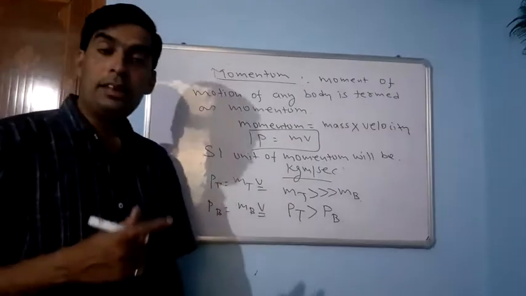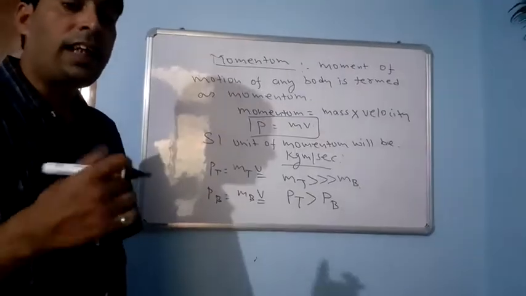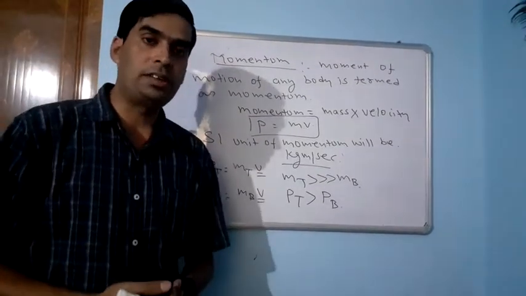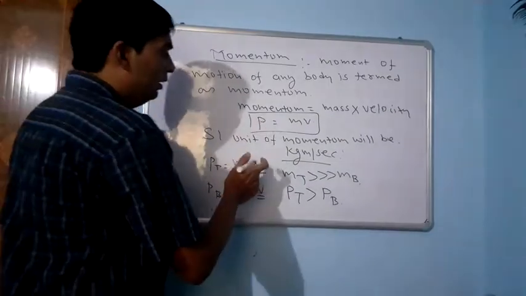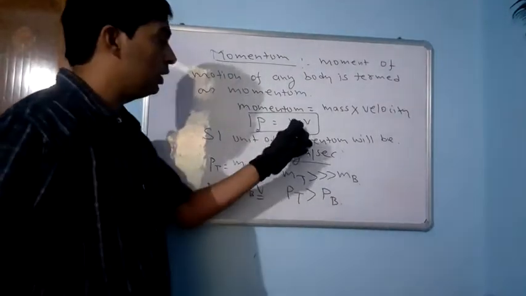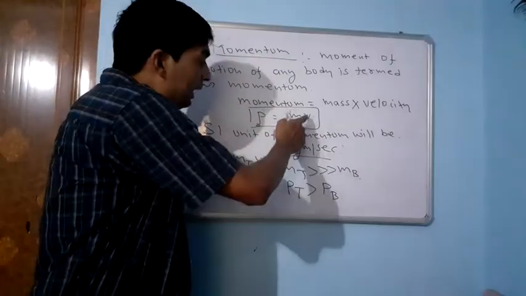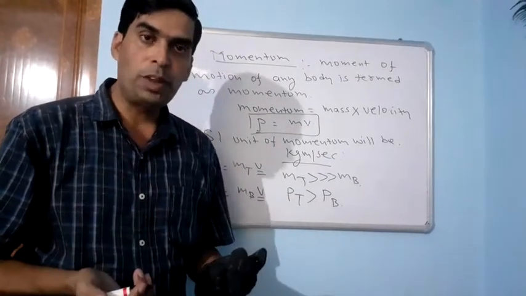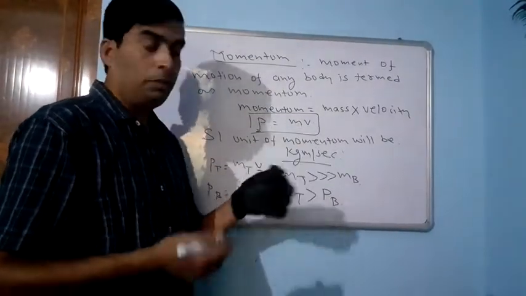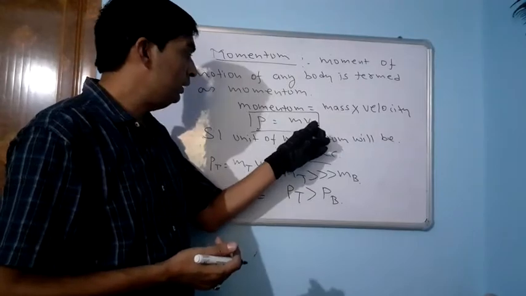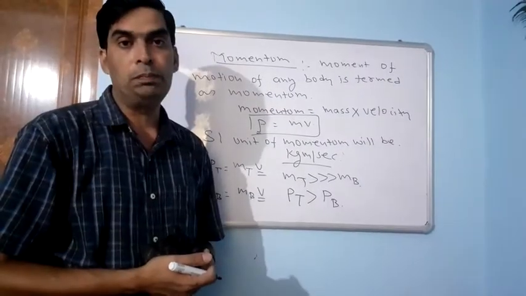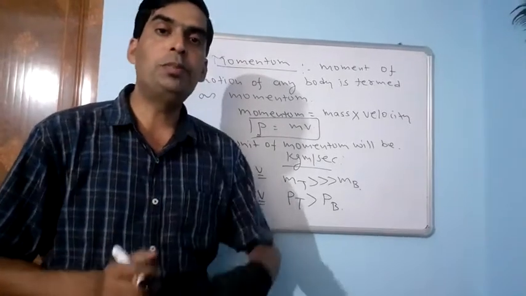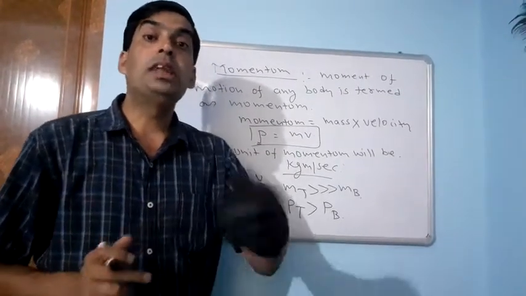Our concluding part in this topic is the factors affecting momentum. That means momentum depends upon which two quantities. So please see the expression. Momentum is directly proportional to the mass of the body and directly proportional to the velocity of the body. More the mass, more the momentum. More the velocity, more the momentum also. So momentum helps to measure how much force we have to apply on a body to change its inertia.